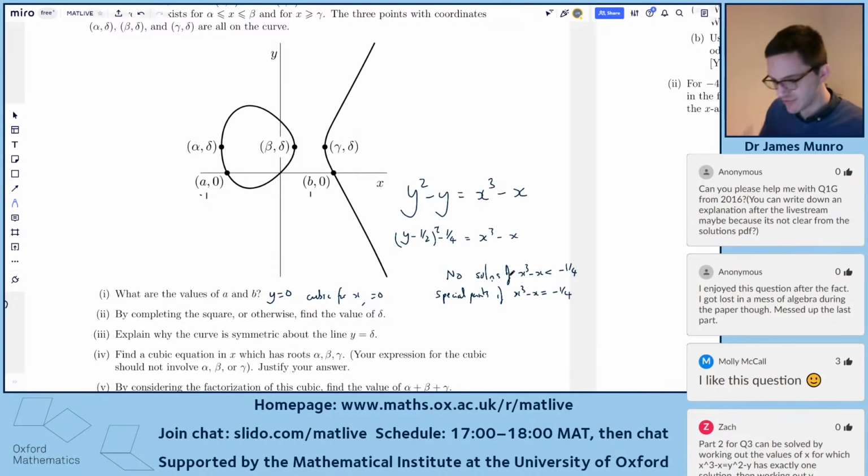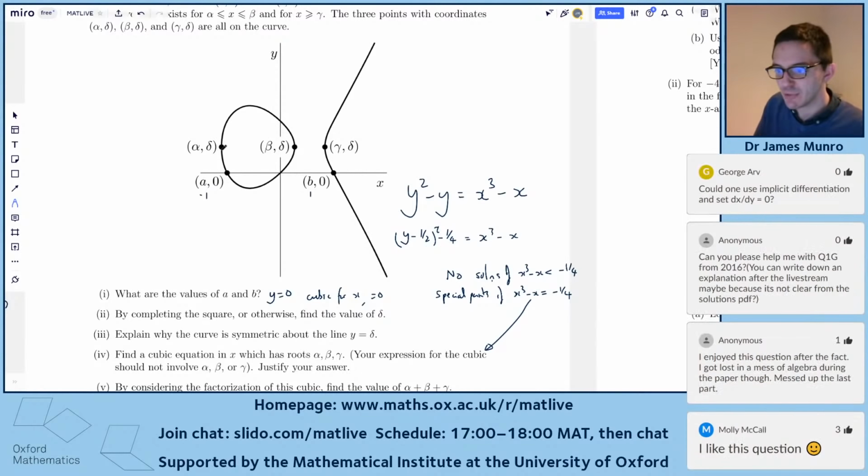Aha, okay, which gives us some cubic. In fact, this is the cubic for part 4. This is the cubic that I'm looking for to work out where these points alpha, beta, gamma are. But for part 2, I'm just interested in the fact that when that's equal to -1/4, y is equal to 1/2 there, because y minus 1/2 squared is 0. So y is 1/2. Okay.